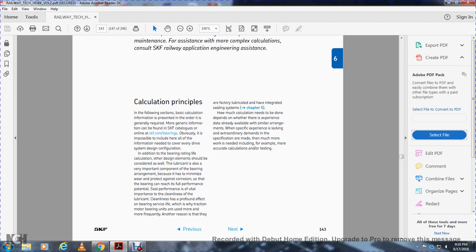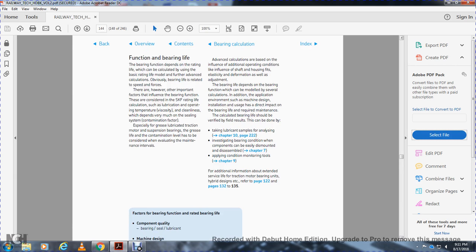Cleanliness has a profound effect on the bearing surface life, while in traction motors bearing units are used more and more frequently. For this reason, and as they are factory lubricated, they have an integrated sealing system. The calculation needs to be done depending on whether experience data is already available for the several arrangements, with the specific experience, the lack of extraordinary demand in the specification, or maybe much more work that needs to include, for example, more accurate calculations and or testing.